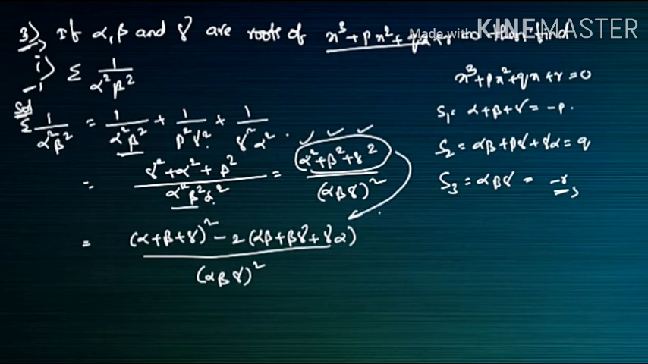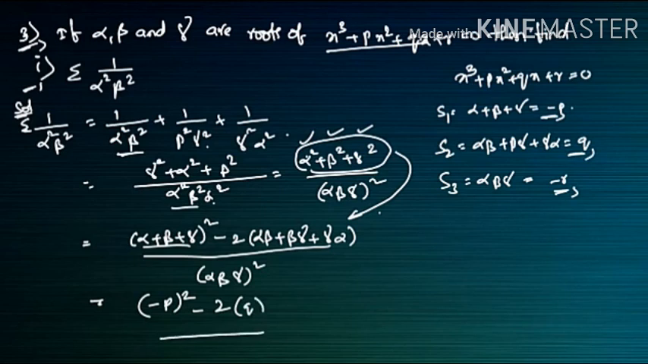Now alpha plus beta plus gamma is equal to how much? Minus p. So minus p whole square minus 2 into alpha beta plus beta gamma plus gamma alpha, which is equal to q here, divided by alpha beta gamma, which is minus r, whole square. It will become p square minus 2q divided by r square. So this is the answer.